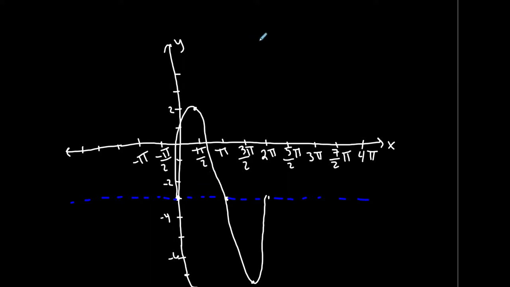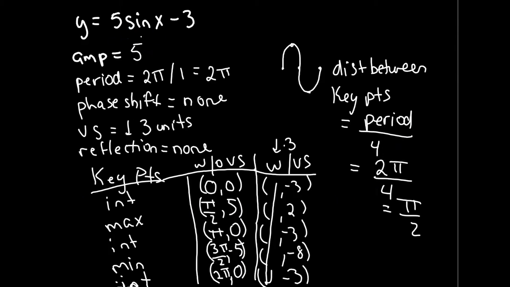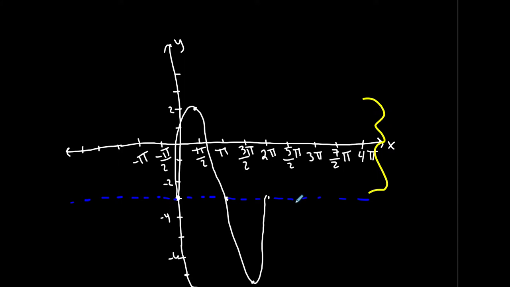I'm going to verify really quick to make sure that everything else matches. What is my amplitude? My amplitude is from the top to the center. So that distance is 1, 2, 3, 4, 5 units. We said that the amplitude was 5, so that distance should be 5. Same thing as the distance from the center to the bottom should be 5.